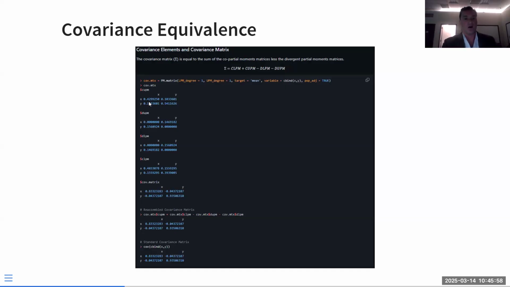So here is the reassembling of it. You sum the co-partial moment matrices, and you subtract the divergent matrices. And now we have identically equal to our covariance matrix. And you'll notice that the degrees are 1 for upper partial moment and lower partial moment.